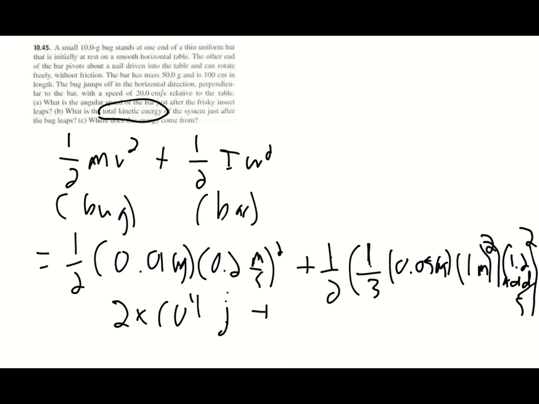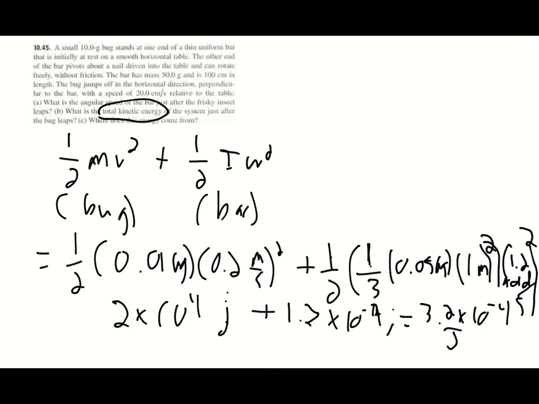Plus, the other one ends up being 1.2 times 10 to the negative 4th joules. We end up with 3.2 times 10 to the negative 4th joules. And that's part B.